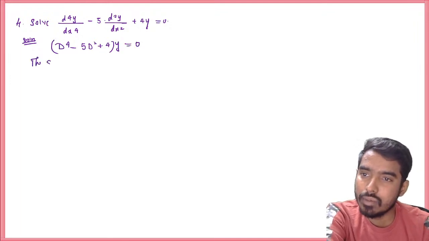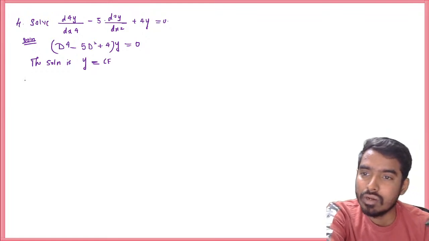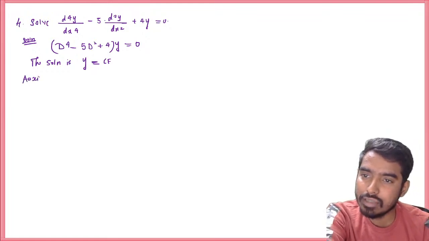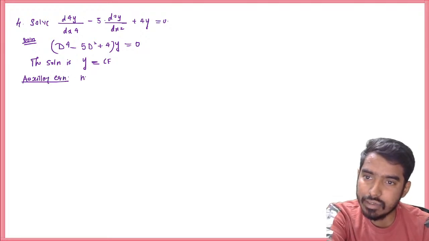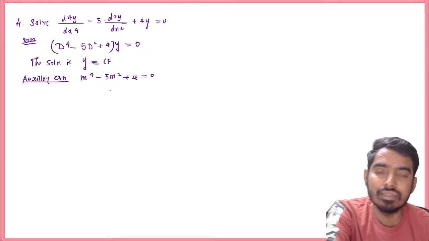The solution is y is equal to the complementary function, because it is type 0, because the RHS is 0. Now to find it, first you find the auxiliary equation. So what is the auxiliary equation? It is m⁴ minus 5m² plus 4 is equal to 0, right? We need to solve this equation.